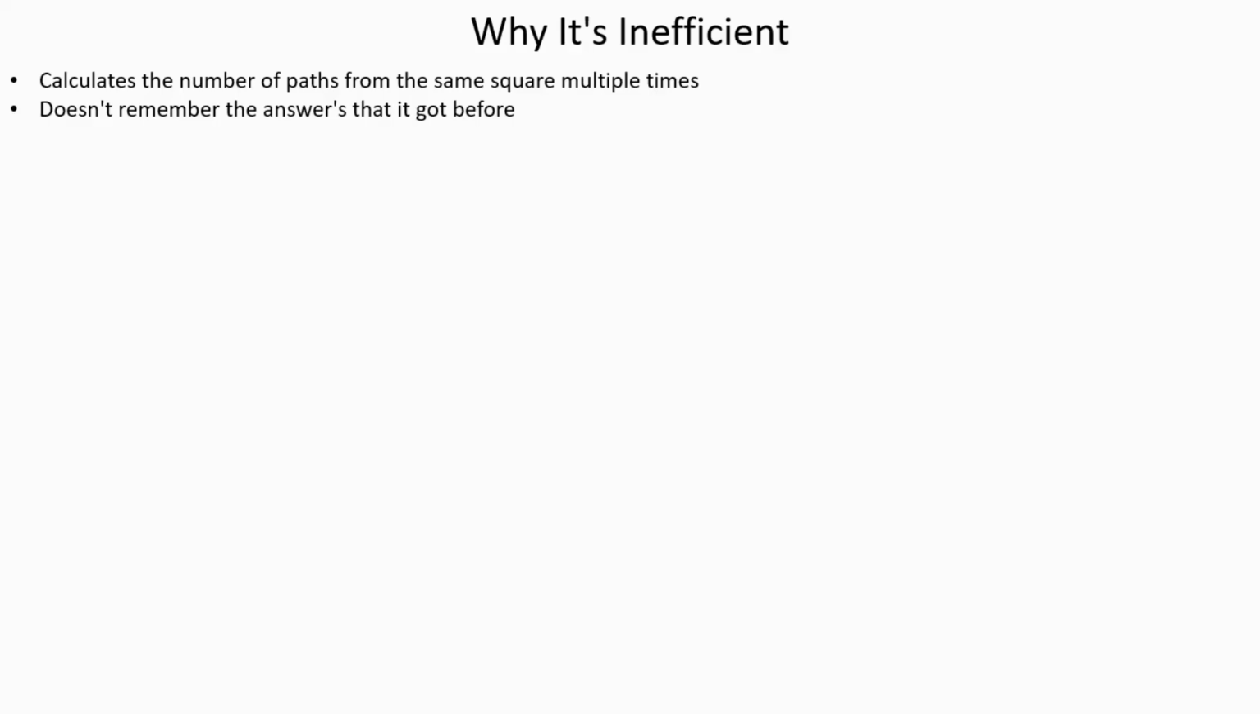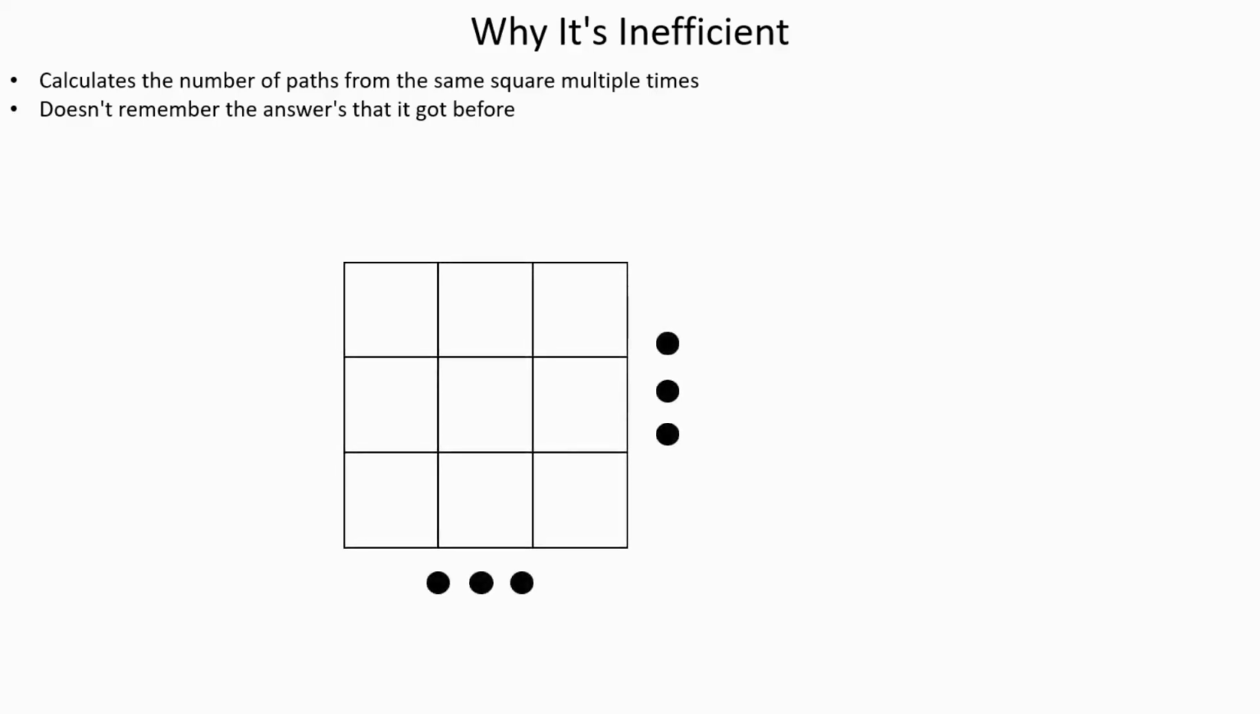This method is inefficient because it calculates the number of paths from the same square a bunch of times. It doesn't remember the answer that it got before, so it calculates it again. Let's take this example over here. Given a large m and a large n, we start at the top left square and calculate the amount of paths from m and n as 1, 1.